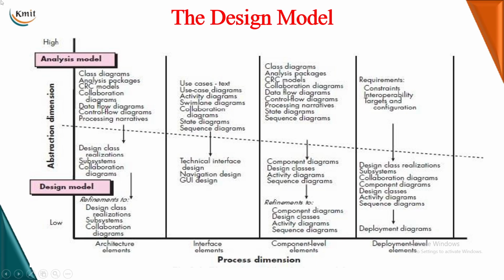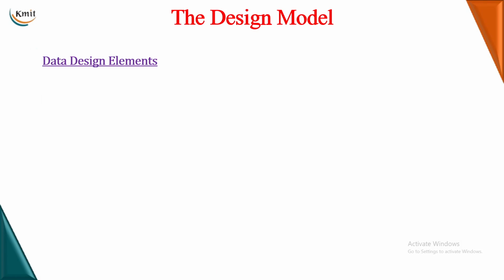Now this particular design model consists of 5 different types of elements. As you can see here, these are called elements under the design model. The first element you have is the data design element. Second is the architectural element. Third is the interface element. Fourth is the component level element. And fifth is the deployment level element. So let's talk about these main elements in our design model.